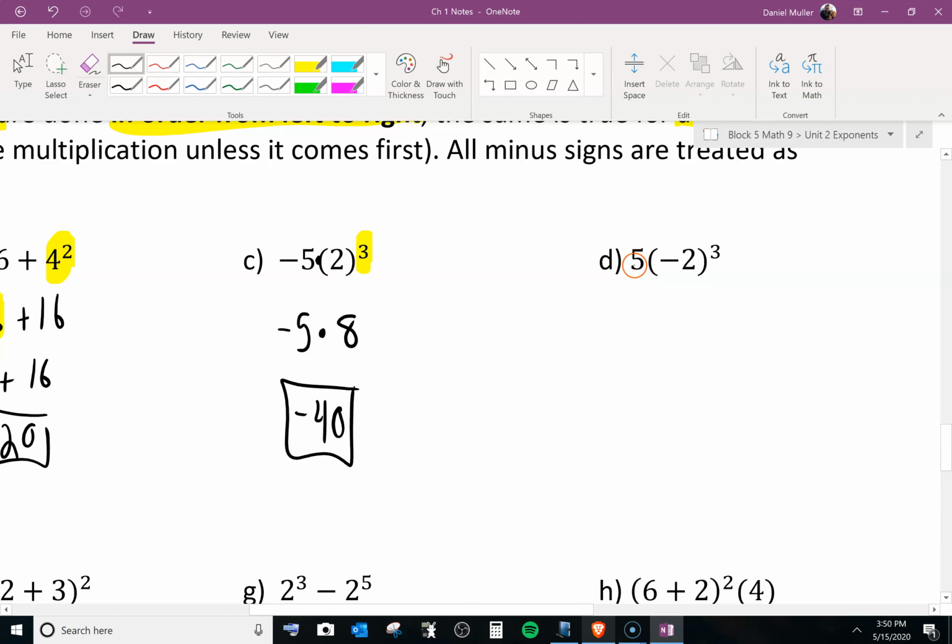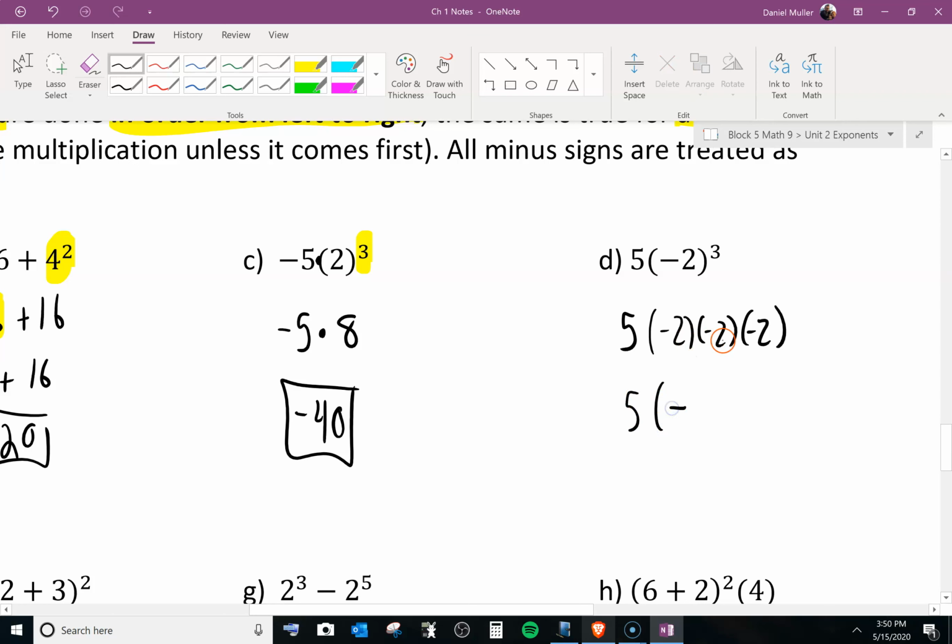Moving on here, we've got 5. And then we've got negative 2 to the power of 3. And there's brackets in there. So we're going to need to do negative 2 times negative 2 times negative 2. I'm writing it out just so you can see. But negative 2 times negative 2 times negative 2, there's 3 negatives. So that our answer will be negative.